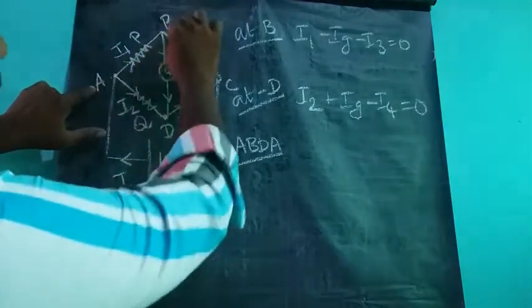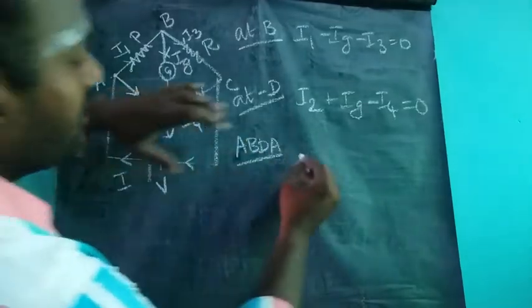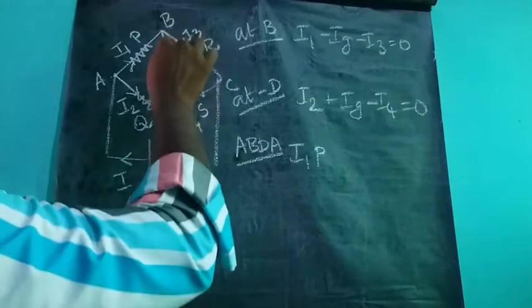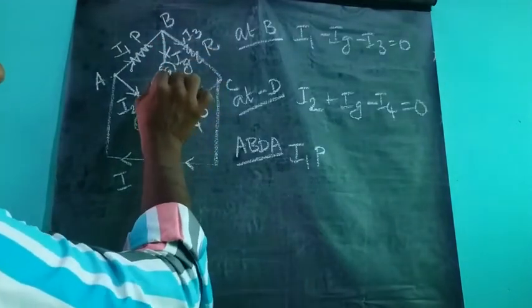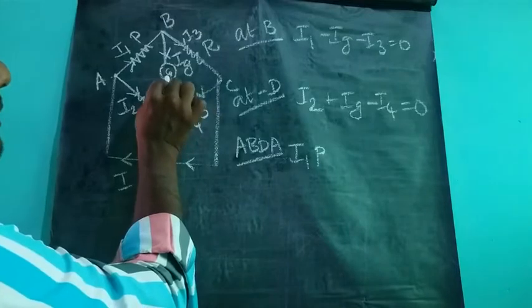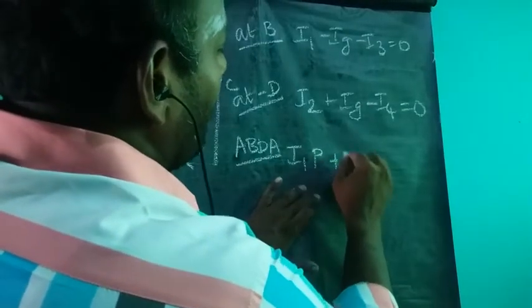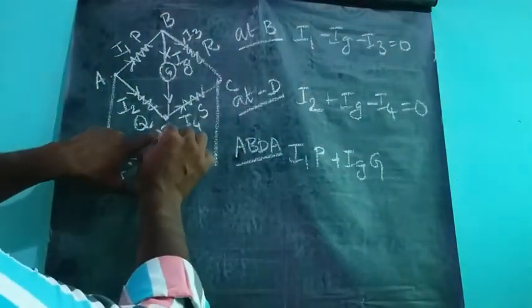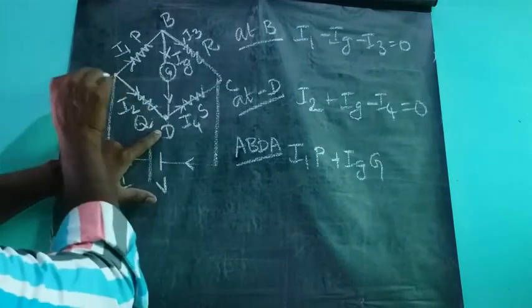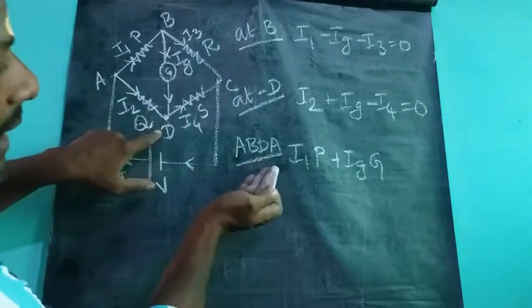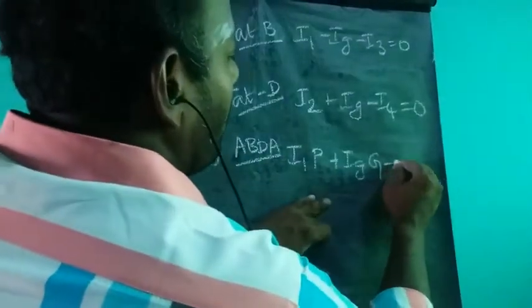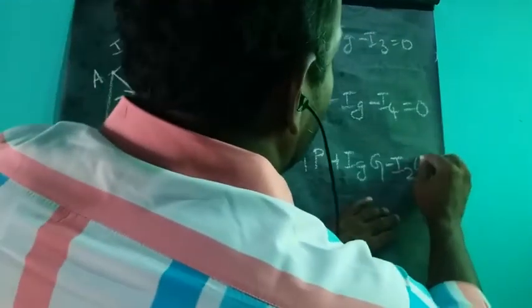Okay, now start from AB. AB, the product of current and resistance is I1P. Then here B to D, the product of current and resistance is IG. Let me take the resistance of the galvanometer as capital G. So simply I just take IG capital G. Now it is very important. So now when I move from D to A, the actual current is moving from A to D. But now I am in my closed circuit, I am moving from D to A. So it has to be considered as minus. So minus I2Q is equal to 0.